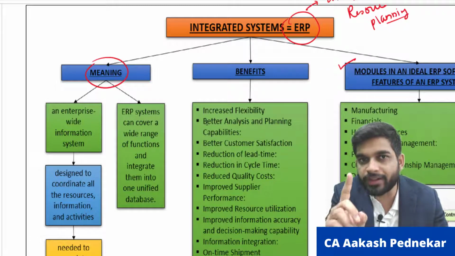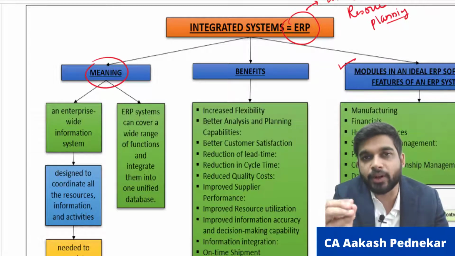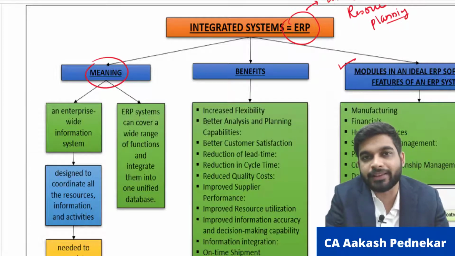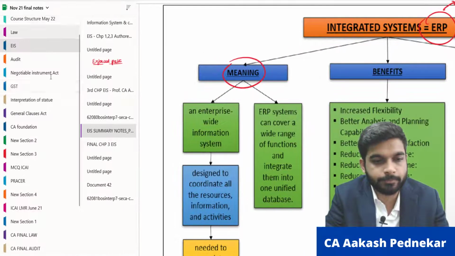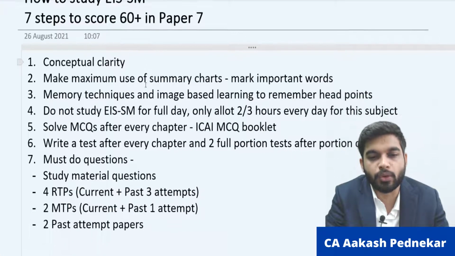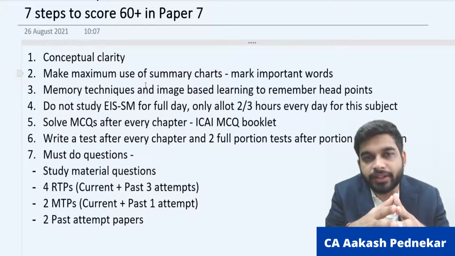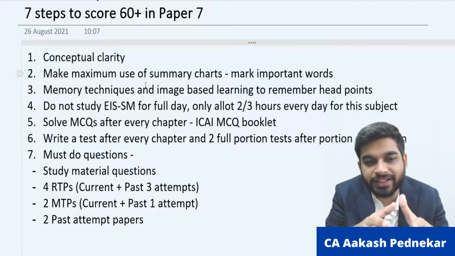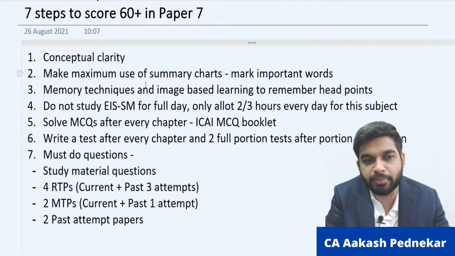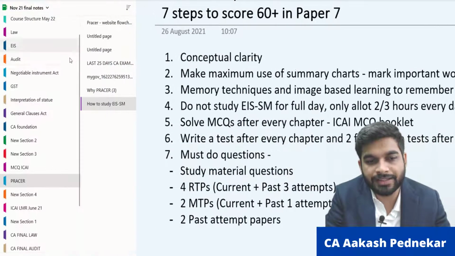So the first point is conceptual clarity. The second point is to make use of these summary charts. After these 2 points, let's move to the third point. Now the third point is making use of memory techniques and image-based learning to remember head points. Now, what do I mean by image-based learning? I'll give you a simple example. Let's suppose we are as of now studying EIS chapter number 3.